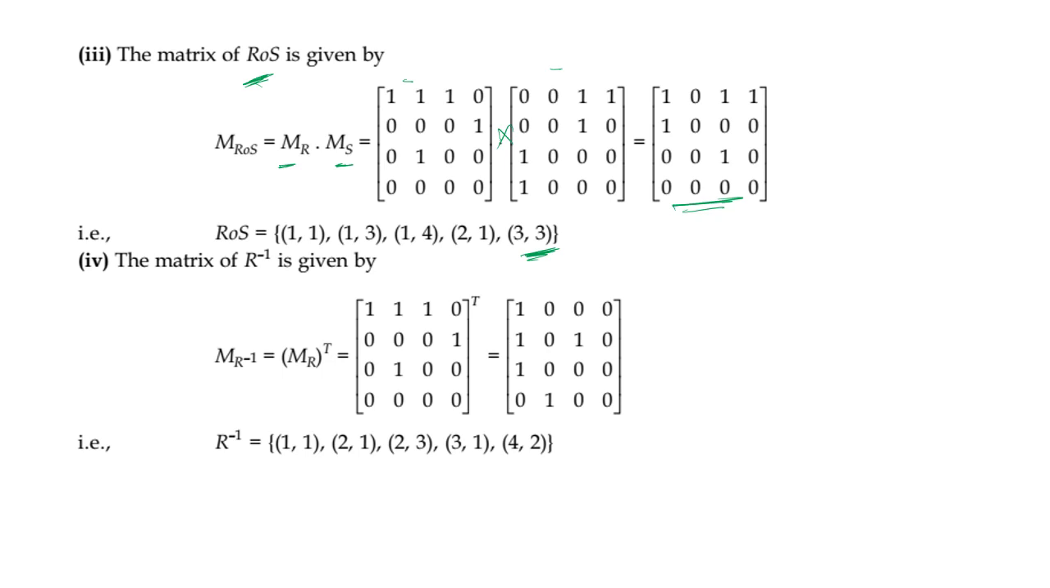For the purpose of finding the inverse matrix, you have to find the transpose. We know what a transpose is, when rows become columns and columns become rows. So this is the transpose, and that will give me the pairs of R inverse.